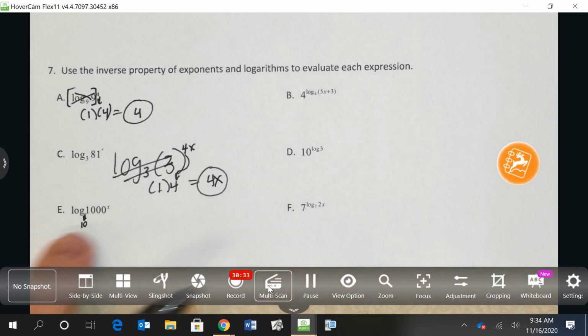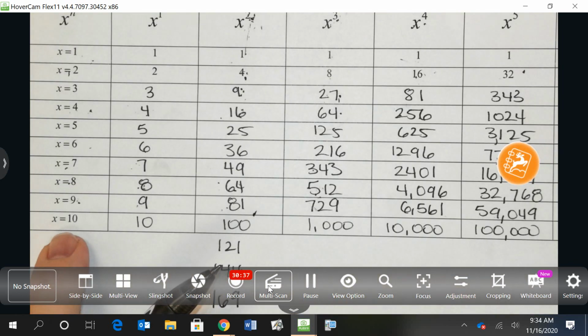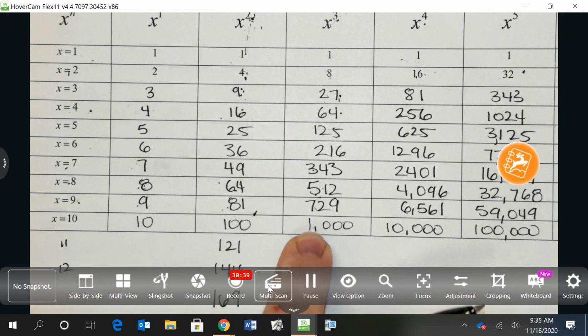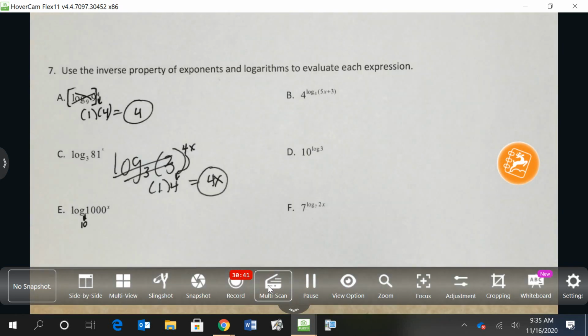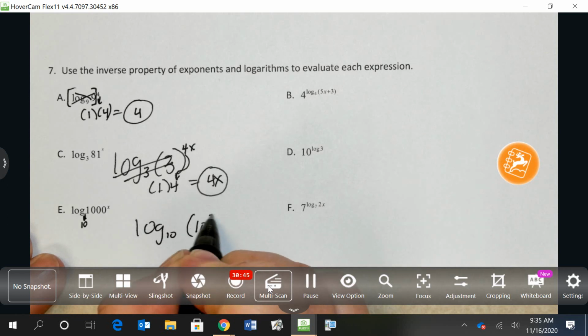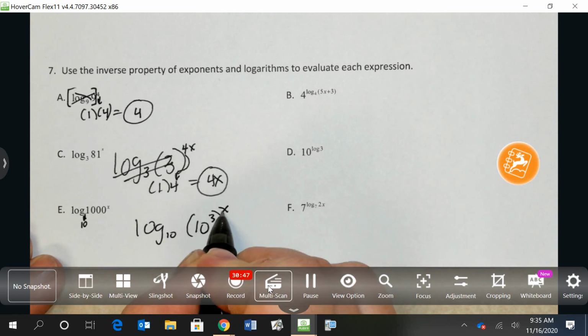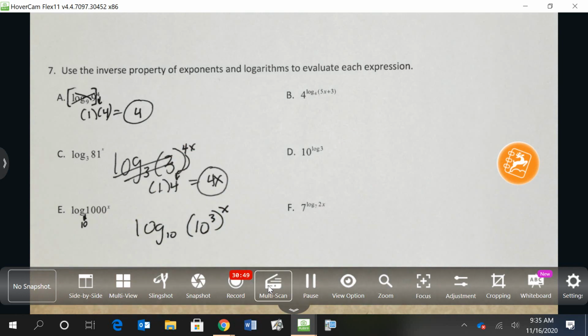Okay, this next one, I'm going to rewrite 1,000 with a base of 10. So I find 10 and I realize that 1,000 is 10 cubed. So log base 10. Again, this is 10 cubed, and there's that x that I forgot up above. Okay, log base 10 of 10 turns into a 1, and I have 1 times 3 times x, which is 3x. We're going to have you try one next.